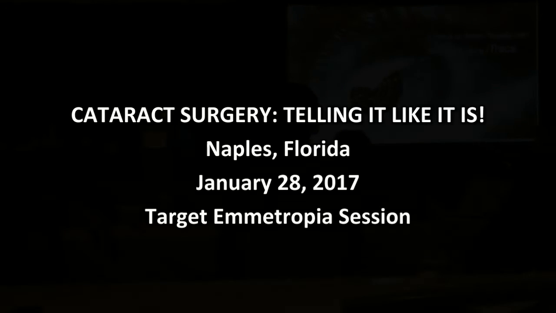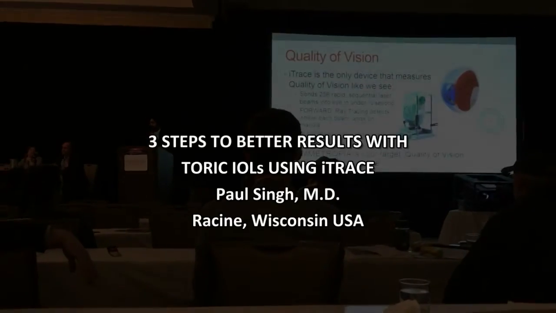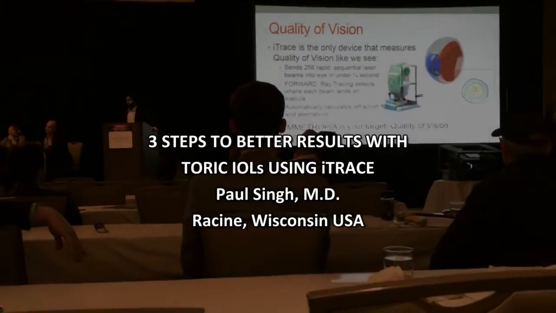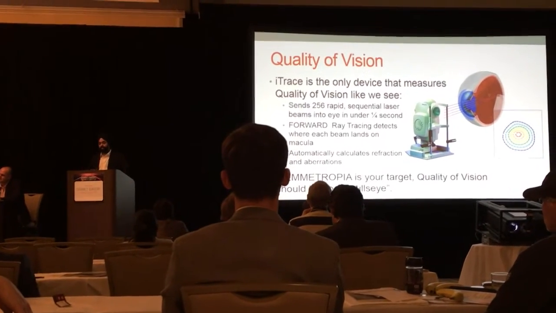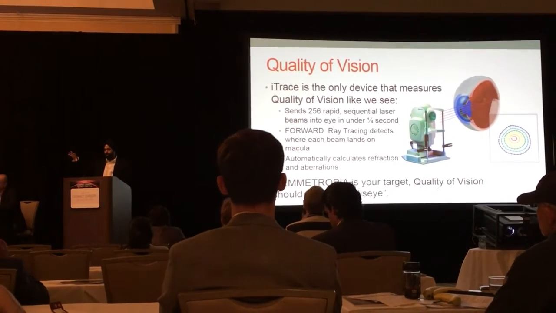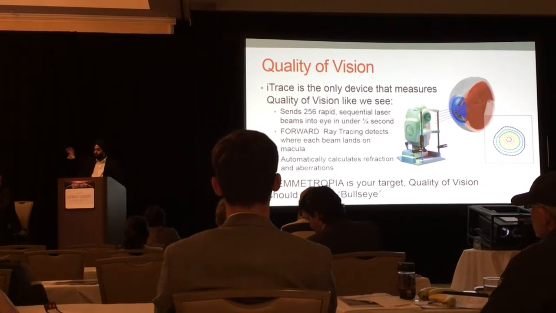Better tools to achieve that target, the holy grail of amblyopia. And one tool I've used in my practice, but I think really is indispensable, is the iTrace. It's the only aberrometer that does forward ray tracing. In other words, it shines 256 points into the eye and says, okay, how does it land on the eye, the quality of the image, but also where does it land?